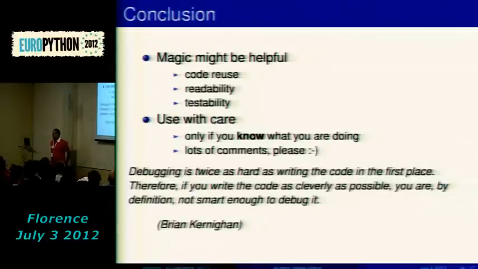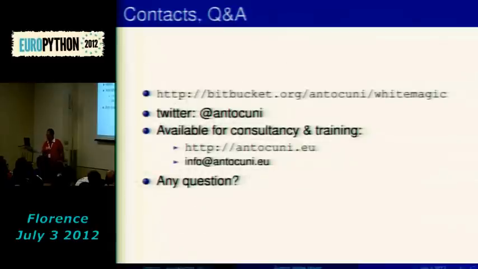Well, the other obligatory citation about this topic is the famous quote from Brian Kernighan: debugging is twice as hard as writing the code in the first place. Therefore, if you write the code as cleverly as possible, you are, by definition, not smart enough to debug it. So, actually, it should be used with care. So I think I'm finished.